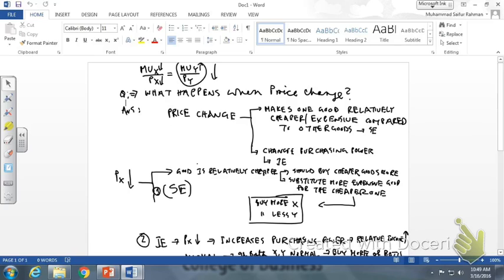In that context, we are now asking a new question. Suppose the price of a good, in this case let's assume it's good X, is going down. So if the price of X goes down, what happens? In order to understand how a change in price affects our purchasing decisions, we will invoke two very important concepts called income effect and substitution effect.